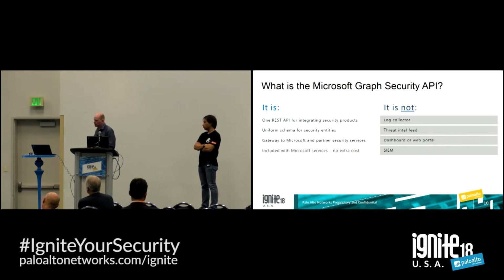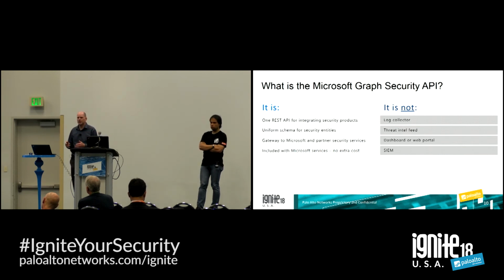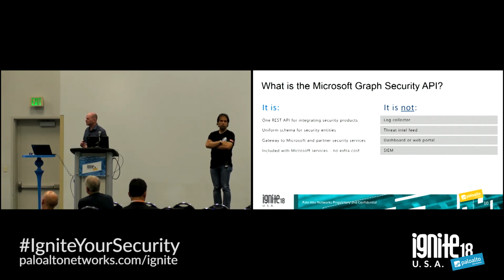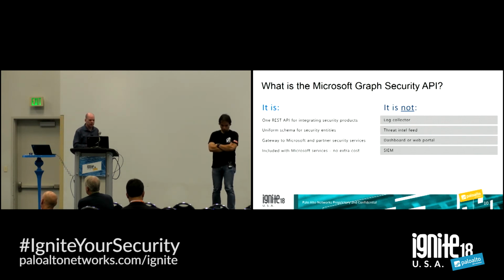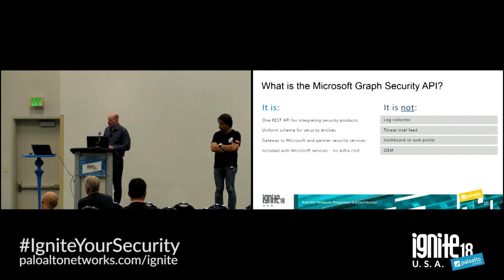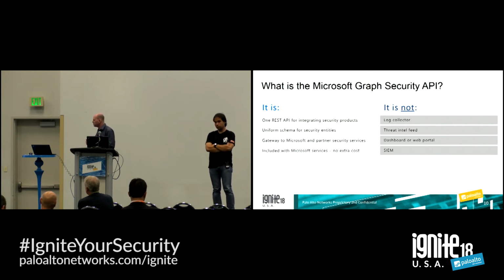So we talk a lot about the intelligent security graph as a story. We talk a lot about the security API as a specific thing. That sometimes introduces some confusion. So we have this simple slide that talks about what it is and what it isn't. It is a REST API, a single REST API for the company, and a uniform schema for the way we talk about alerts, the way we deal with actions, the way we talk about inventory, all nice and uniform.